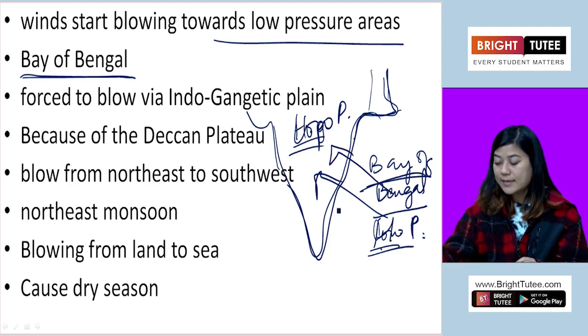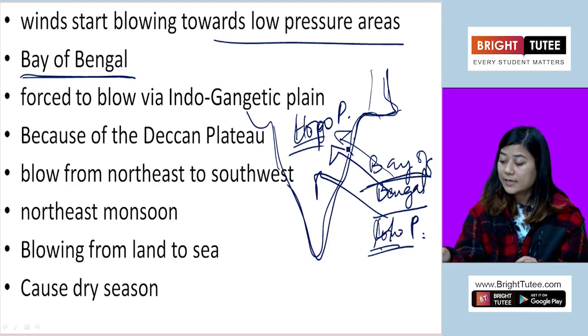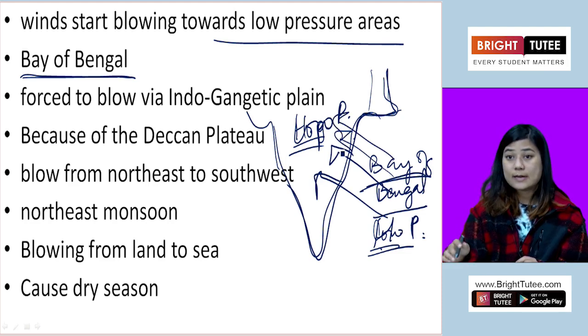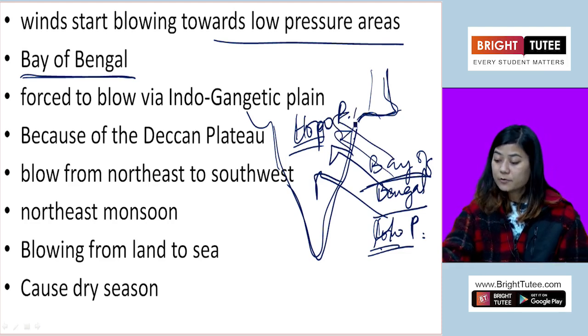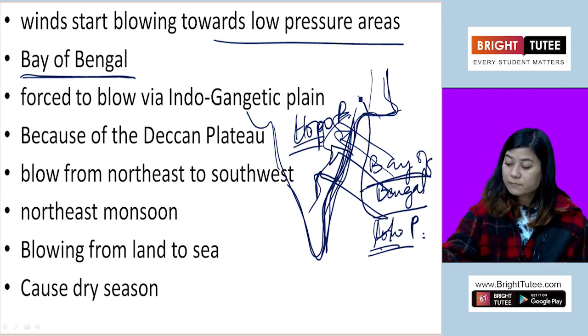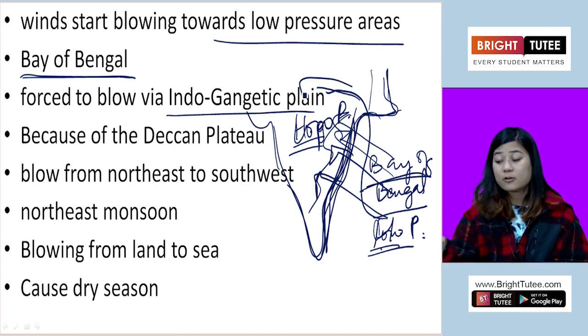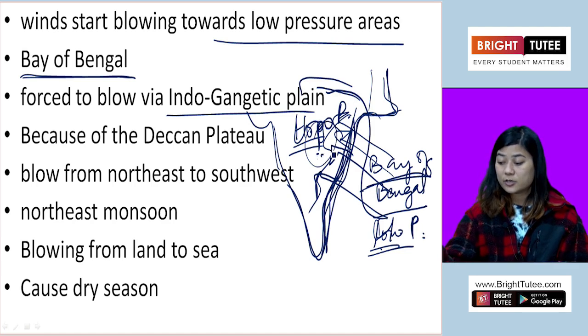Now if you look at the map, the wind can blow from Bay of Bengal directly into the land, but because here we have the Eastern Ghats and the Deccan Plateau, the wind is redirected and forced to blow via the Indo-Gangetic Plain, the northern plains, because of the Deccan Plateau here.